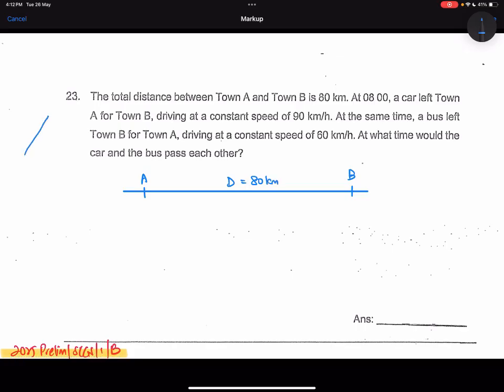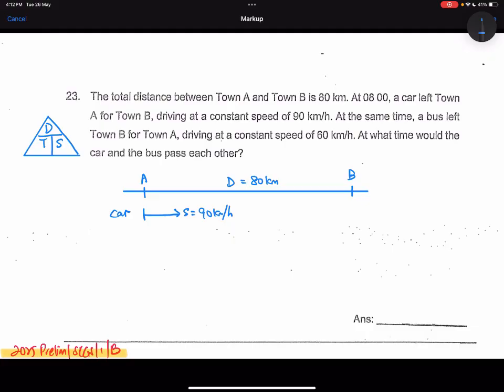Okay, let's also draw our triangle. D, T, S, right? Now distance is 80 kilometers. At 8 a.m., the car left town A for town B. Okay, this is the car. Driving at a constant speed of 90 kilometers.